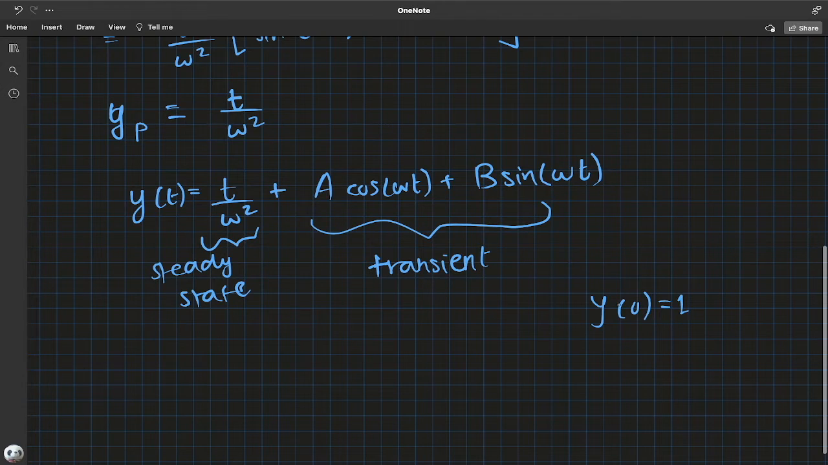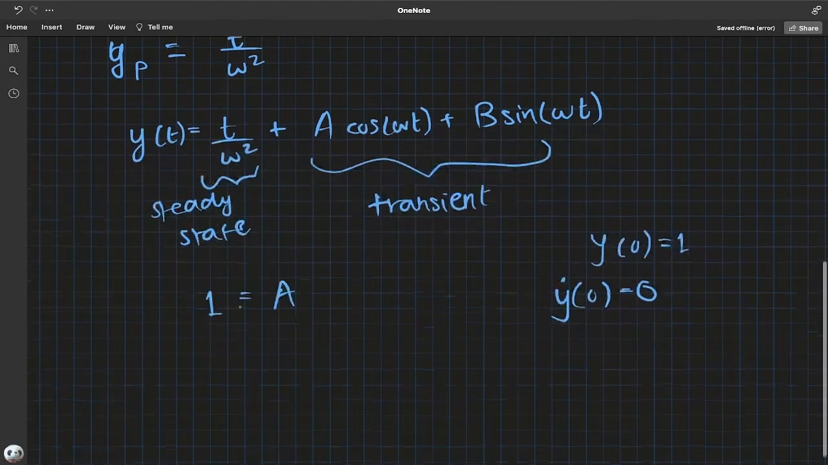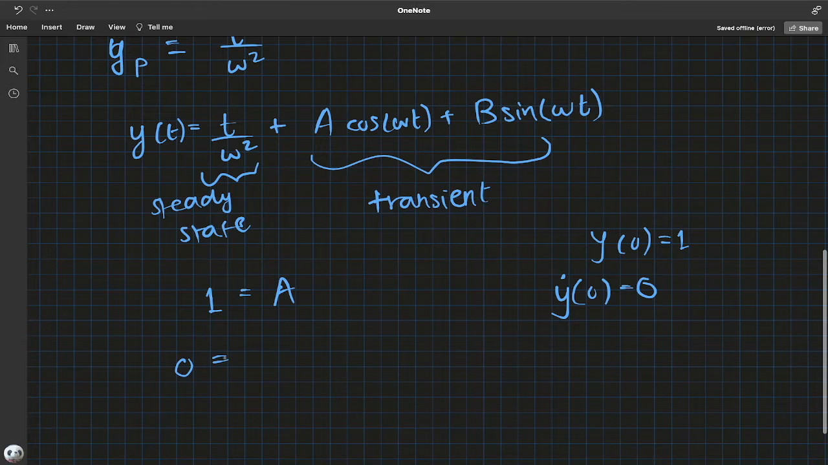Initial conditions, y of 0 is 1. So you do that. So 1 is equal to, this is 0, this is 0, a. So a is 1. We also know that y prime of 0 is 0. So 0 equals, this is 0 because it's a, or wait, no, it's 1 over omega squared, my bad. So it stays the same for all time.